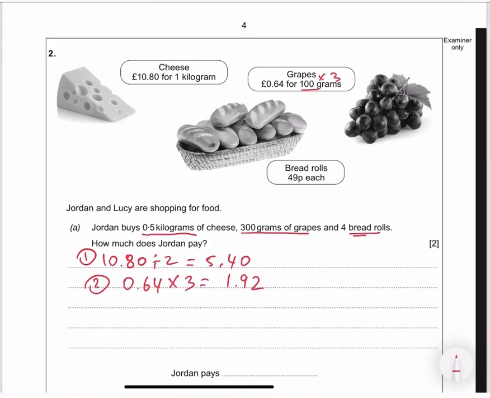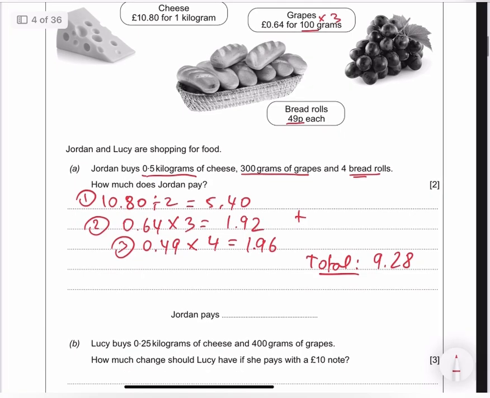And then Jordan buys 4 bread rolls, so we're going to multiply 49, let's change it into the pound format, by 4. 0.49 times 4 will give you 1.96. So we need to find the total here, which means we're adding them all up. This is a calculator paper, so make sure you put the numbers right. And the total is £9.28.